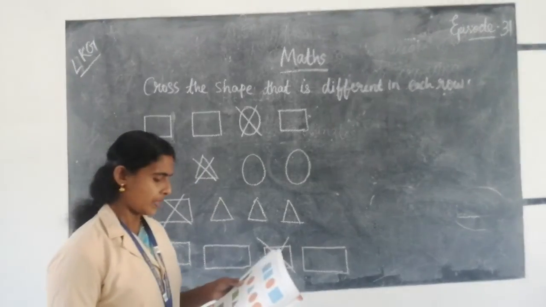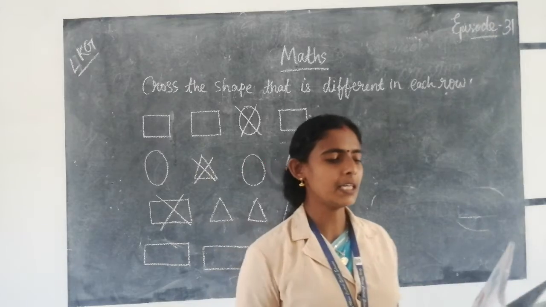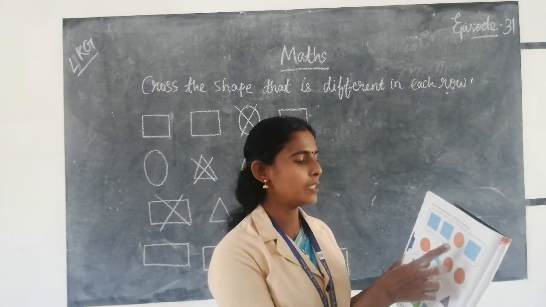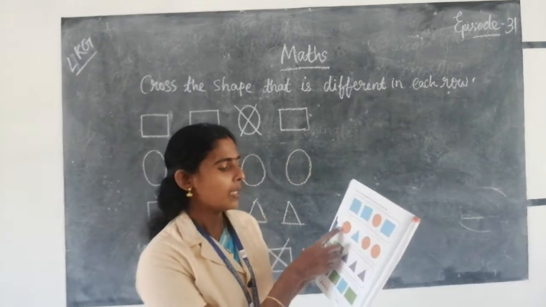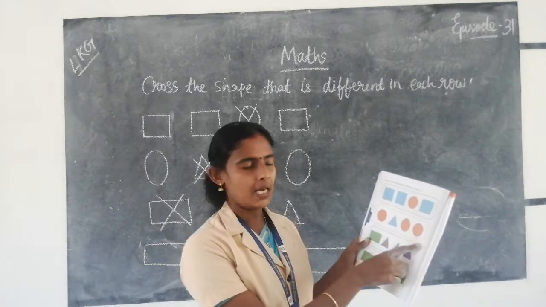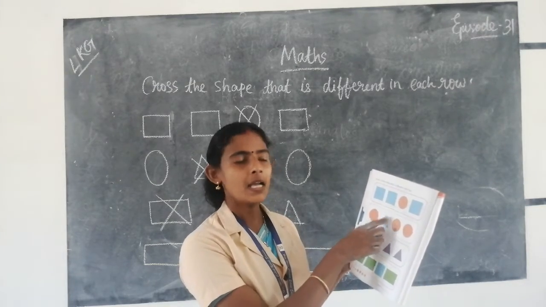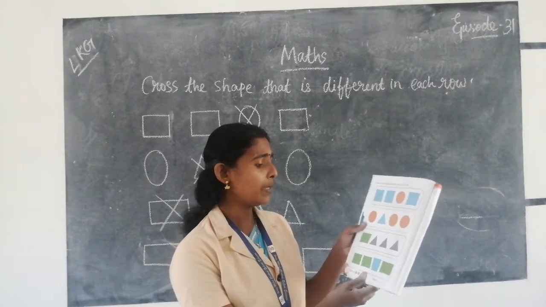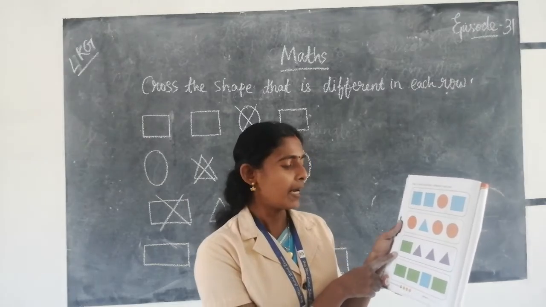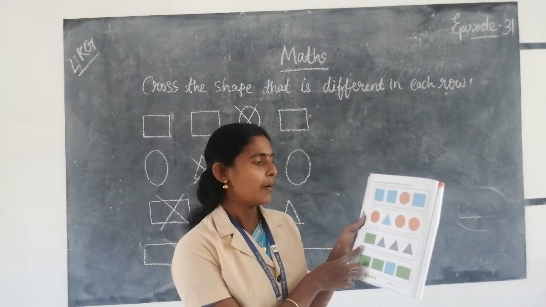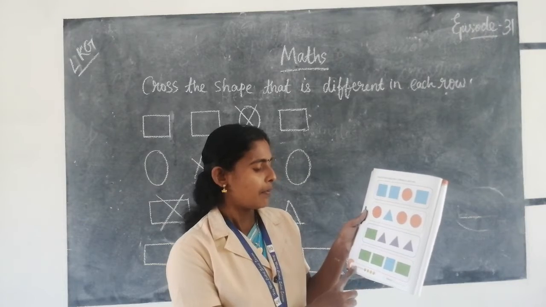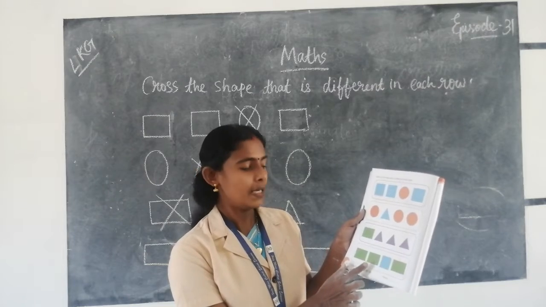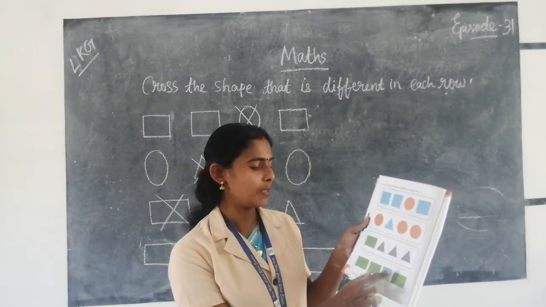Can you understand? Okay, cross the shape that is different in each row. The first box has 3 squares and 1 circle. The circle does not match, so it must be crossed. Then the second box has 3 circles and 1 triangle. The triangle does not match, so it must be crossed. Then the third box was 3 triangles and 1 rectangle. The rectangle does not match, so it must be crossed. Then the fourth box was 3 rectangles and 1 square. The square does not match, so it must be crossed.